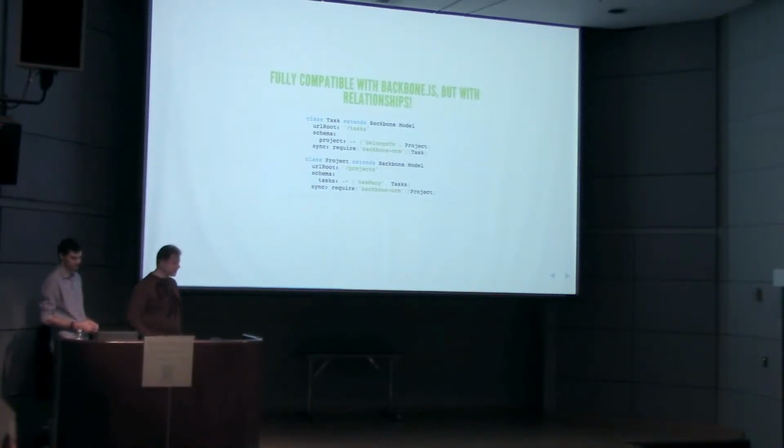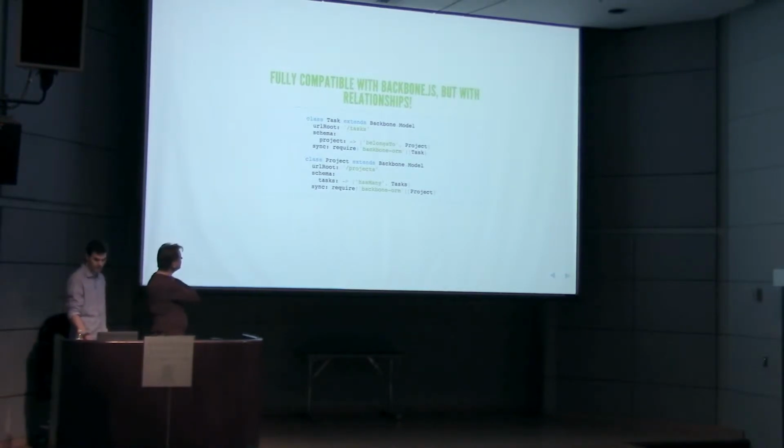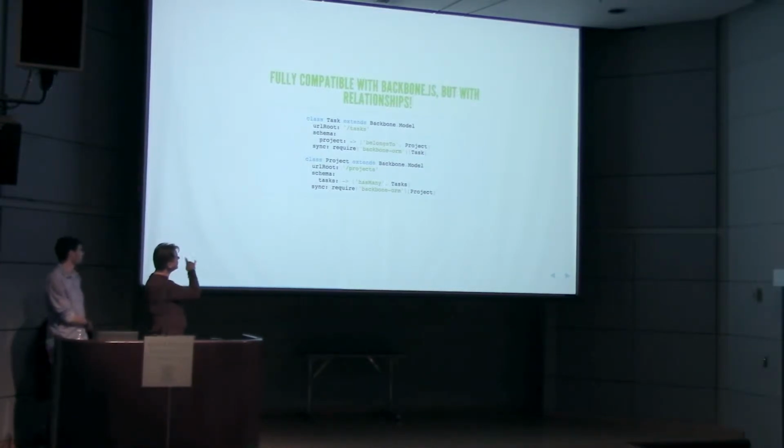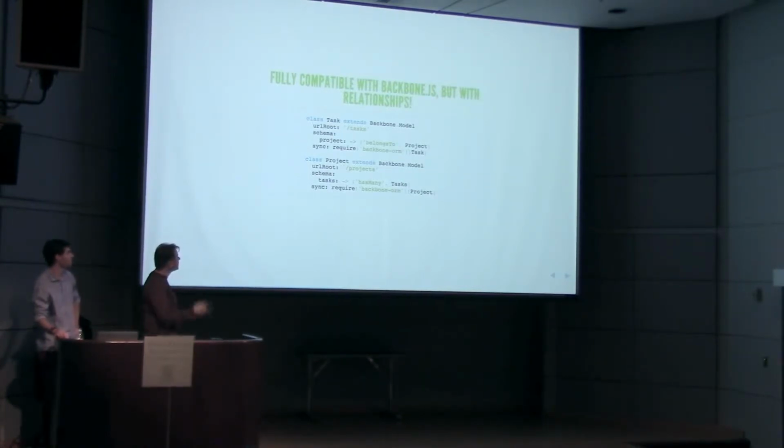Backbone with relationships. So you can see here that we have a task, and we've introduced this new part called schema, where you can just name what the attributes are called, and what the task belongs to. And then with the project, you've got tasks. So basically, project has many tasks, and task belongs to project, and it just works.